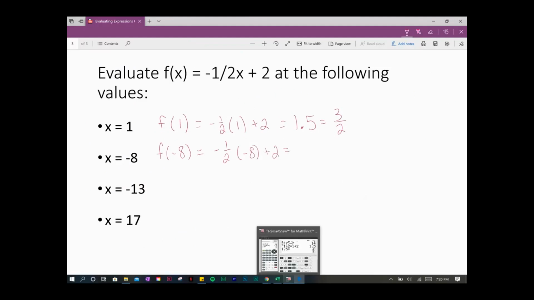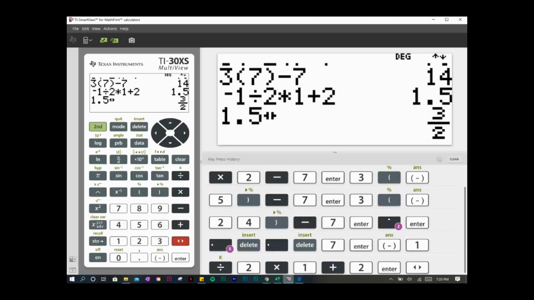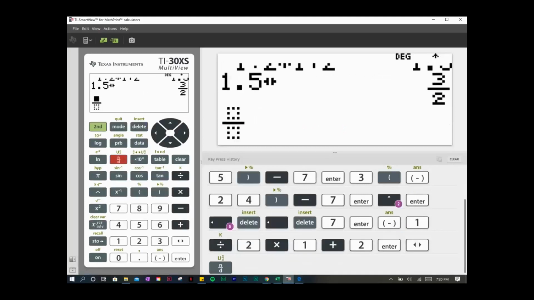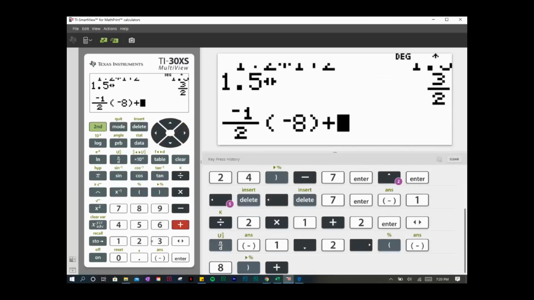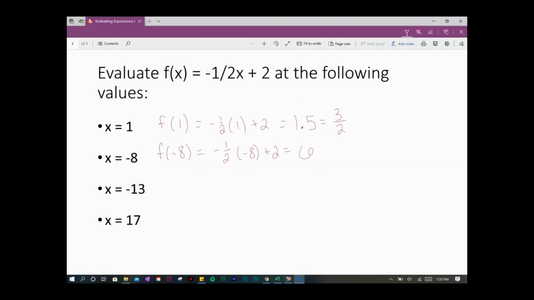Next up, we have f of negative 8 equals negative 1/2 times negative 8 plus 2. So this time I'm going to use the fraction button. So I'm going to go ahead and hit the fraction button there. Negative 1, then down arrow 2. And then I can do times negative 8 plus 2. Enter. And I get 6. So my answer to that one is 6.